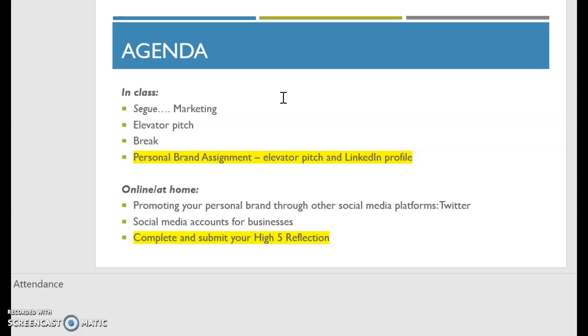And then I'll talk about the personal brand assignment. And there's 2 parts to that assignment: an elevator pitch, which is what I'm talking about here, and a LinkedIn profile. So that's what we'll do in the synchronous MS Teams class as well.